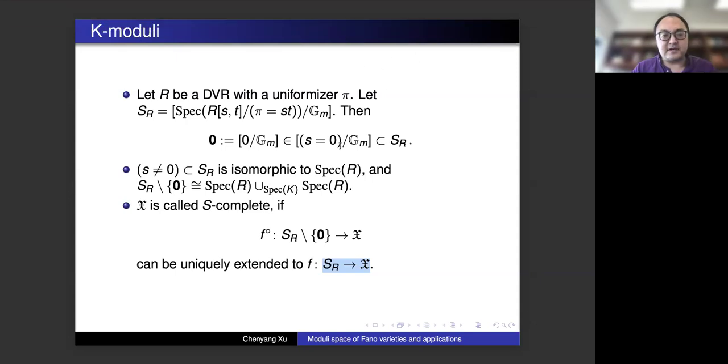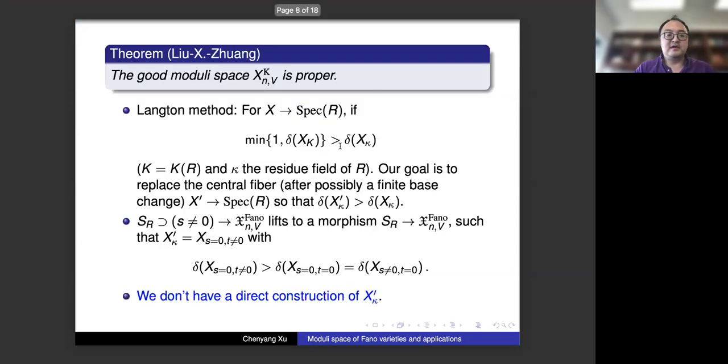Okay, so if there's no question, let me move to the properties. The next thing is that the good moduli space we got in the previous step is actually proper. If you think about how K-stability theory proves properness, it basically follows from the minimal model program. Here, so far, we don't have a direct construction of the filling.